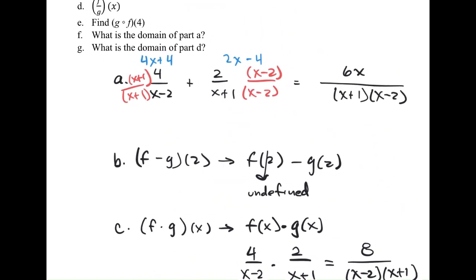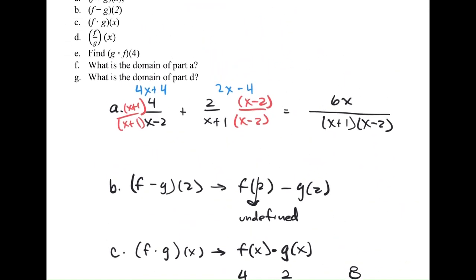Okay, part F. What's the domain of the result of part A? So we're going to exclude -1 and +2. If we're taking that out, the domain is everything else, which means it's from -infinity to -1, and then -1 to 2, and 2 to infinity.